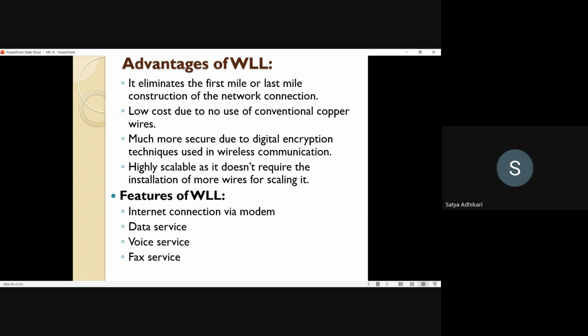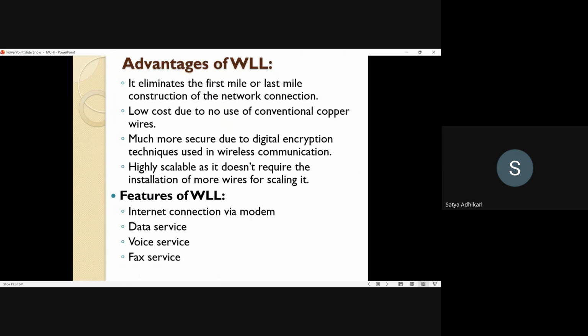Advantages. It eliminates the first mile and last mile construction of the network connection. So it eliminates the range problem. It is low cost due to no use of conventional copper wire. The cost is effective because no conventional copper wire is used by the subscriber, so the risk is less and it is cost effective also.